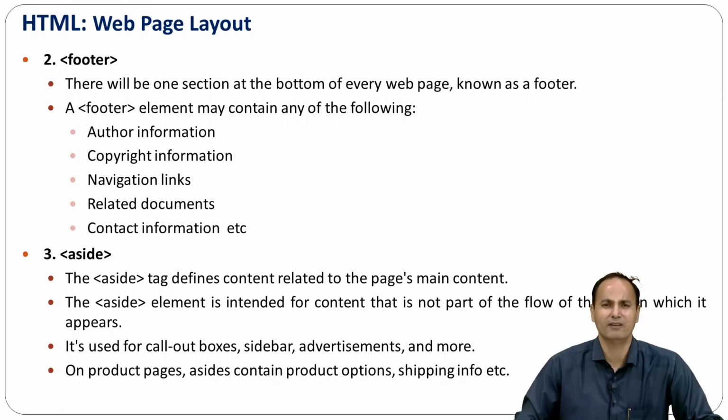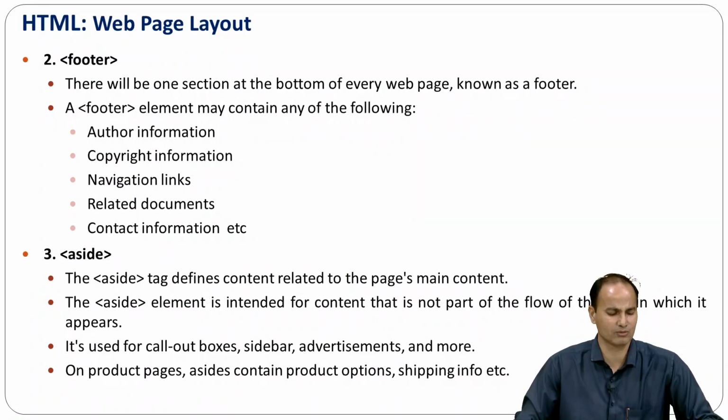Whenever we visit any website, it has these two elements everywhere, the header and the footer. The header will have the title or logo, and in the footer we will definitely find information like the authors of the web page. If copyright is involved with the content displayed on the web page, then the copyright information would be there, along with navigation links to the next web page, related documents concerning that particular web page, or even the contact information.